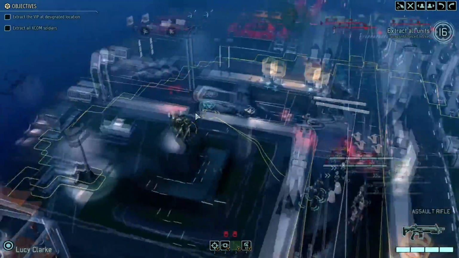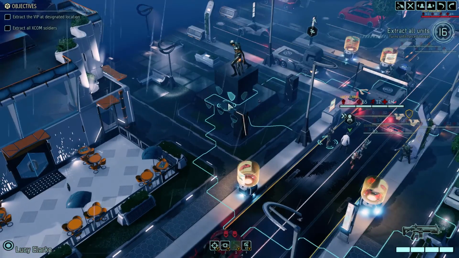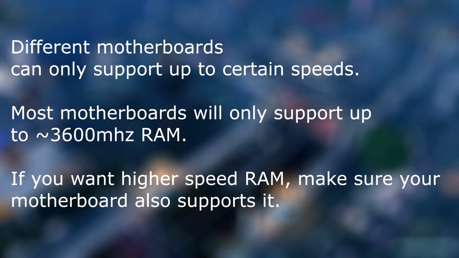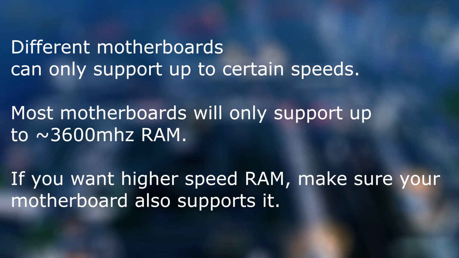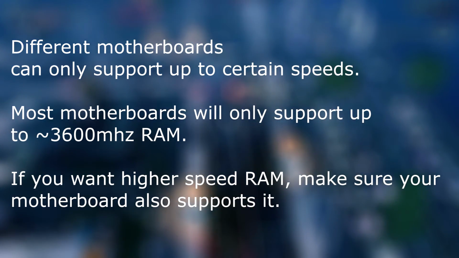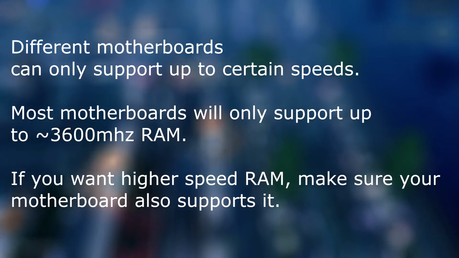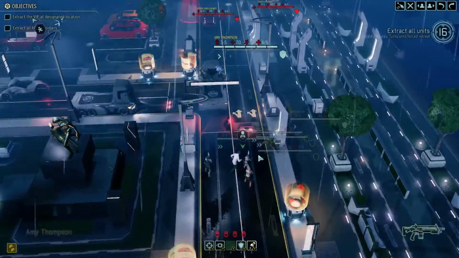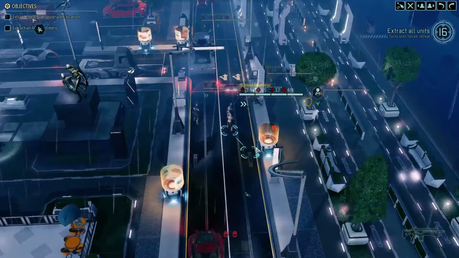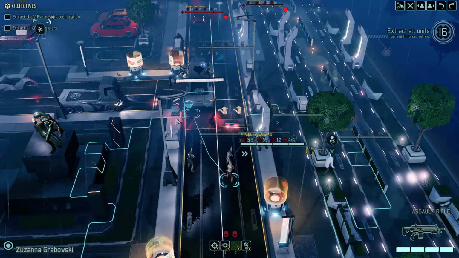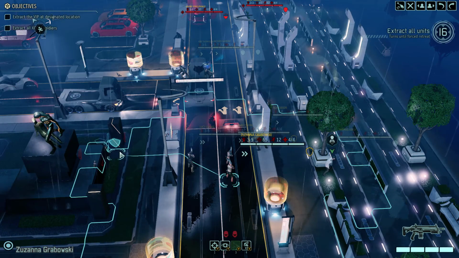So there is a price cost associated with higher speed RAM, in both that you have to buy a motherboard that supports XMP overclocking, as well as buy the RAM that supports the speed that you want. However, there are other factors that come into play when it comes to memory performance. Another factor, for example, could be RAM timings.